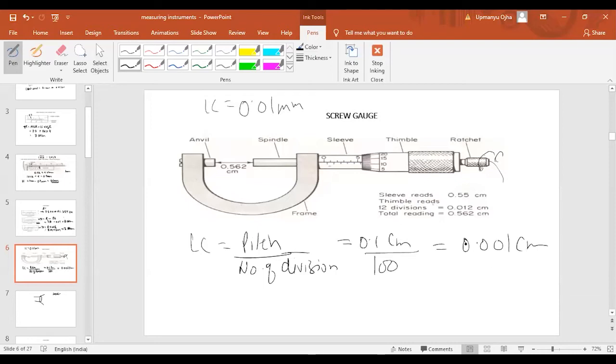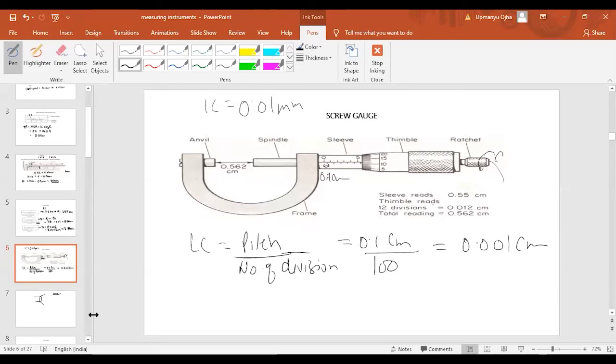You do understand the least count of the screw gauge: when you completely rotate the circular scale, how much it is displaced on the linear scale. If we completely rotate the circular scale, it gets displaced by 0.1 centimeter, divided by the number of divisions. The number of divisions is 100, so the least count will come as 0.001 centimeter. That is the least count of the screw gauge.